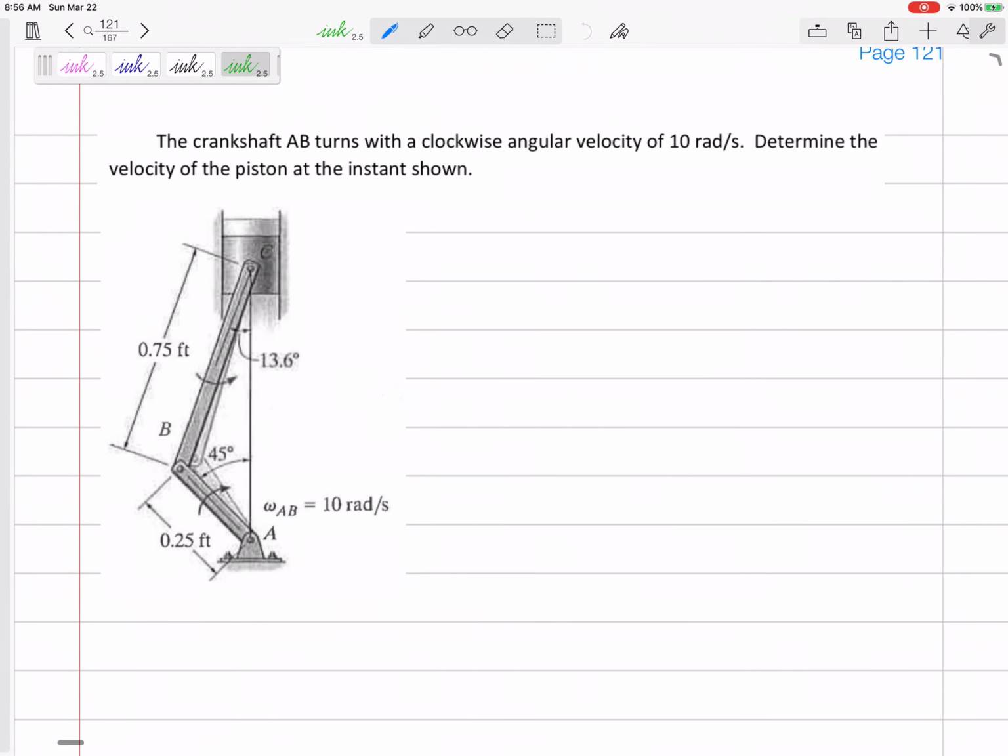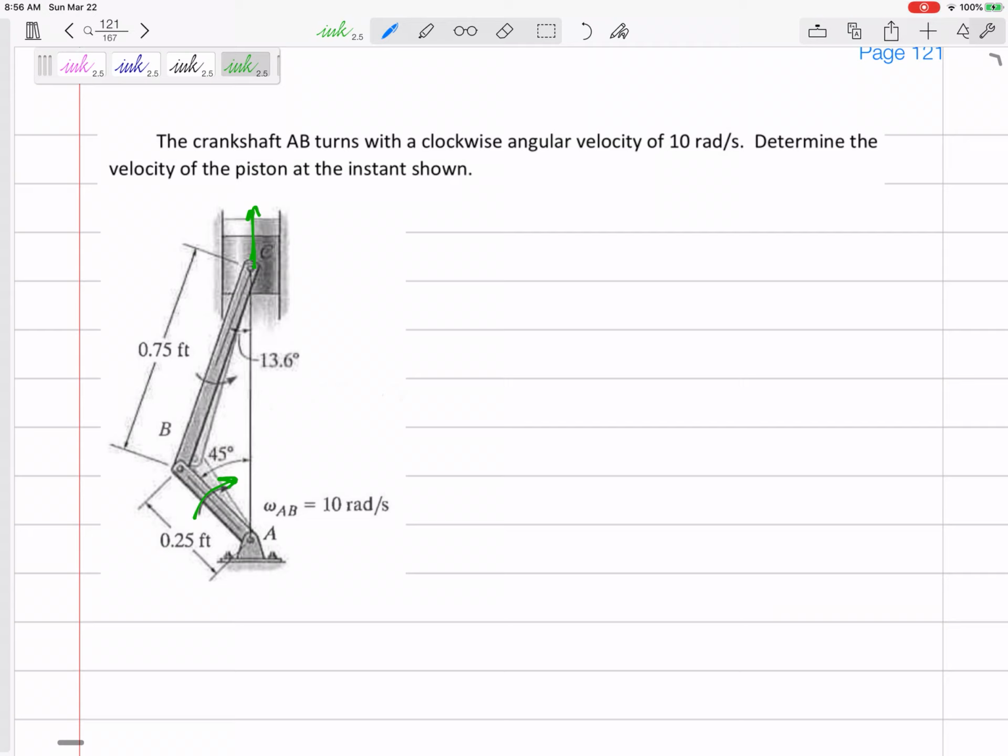All right, so let's look at this one. We've got this link AB that is rotating with a clockwise angular velocity of 10 radians per second, and we want to find the velocity of the piston C right here.